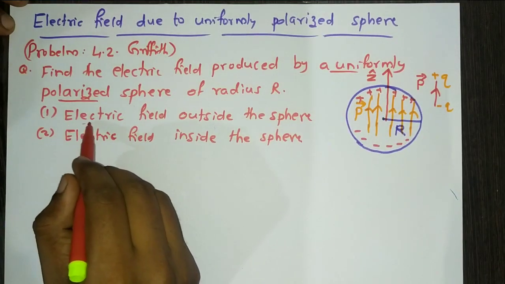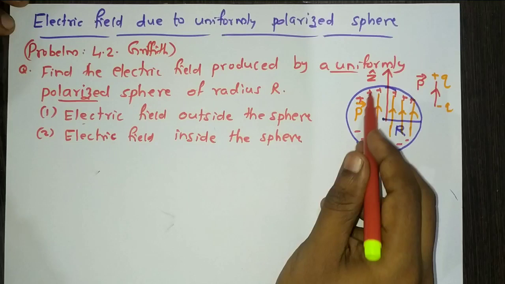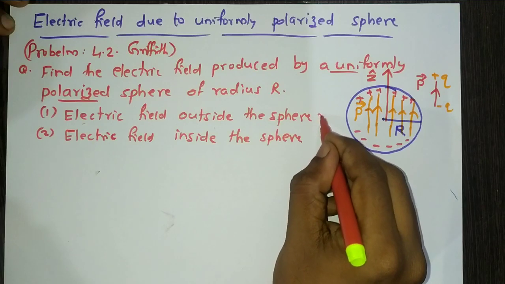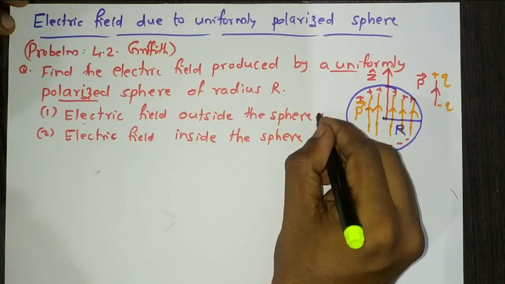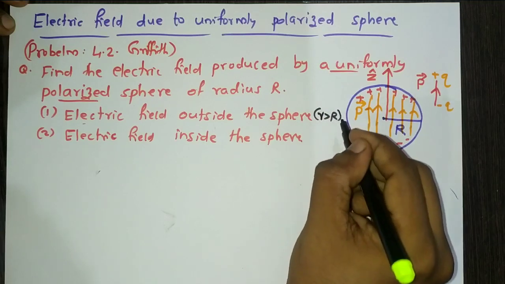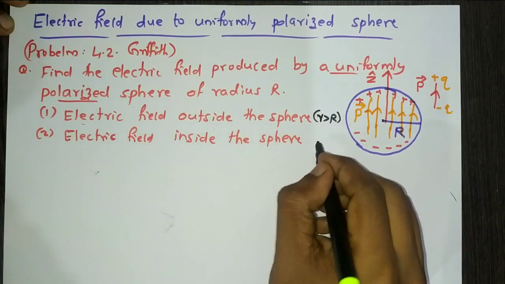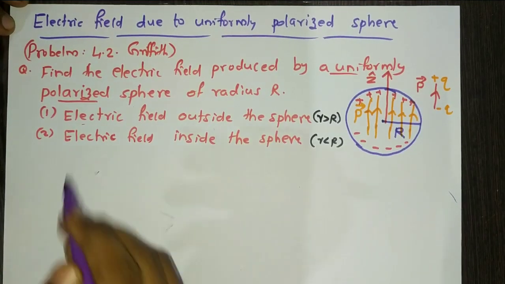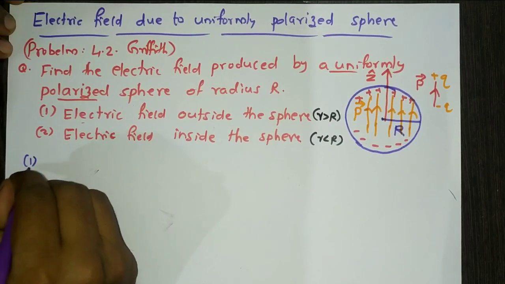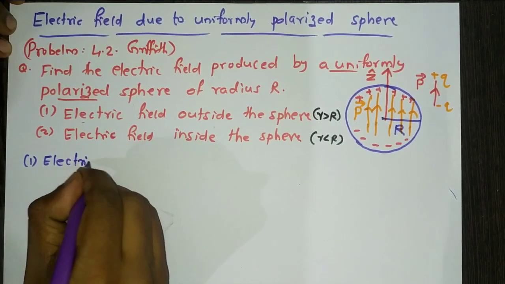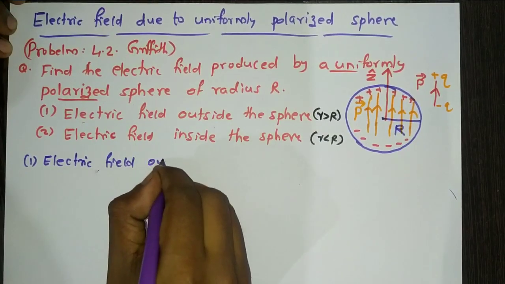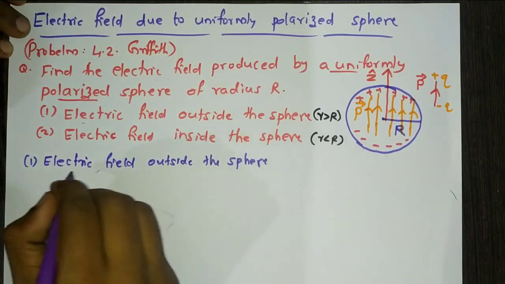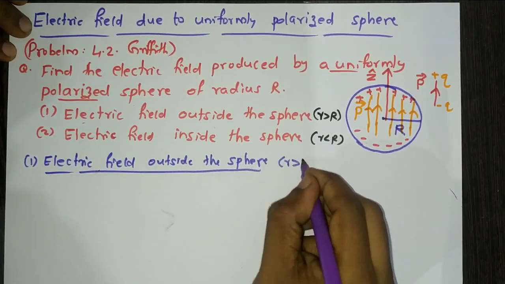The first question is, what is the electric field outside this uniformly polarized sphere? That is, let us say this is r, a point outside the radius. Next question is the electric field inside the sphere, that is r less than R. Now let us address the first question, that is the electric field outside the sphere. It is r greater than R.